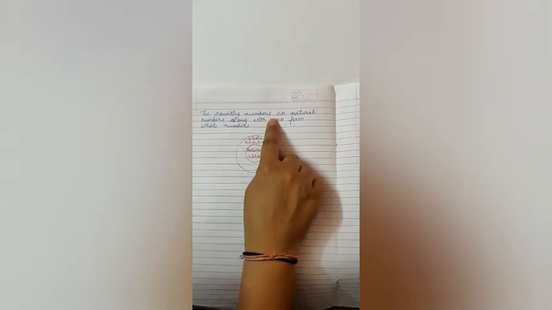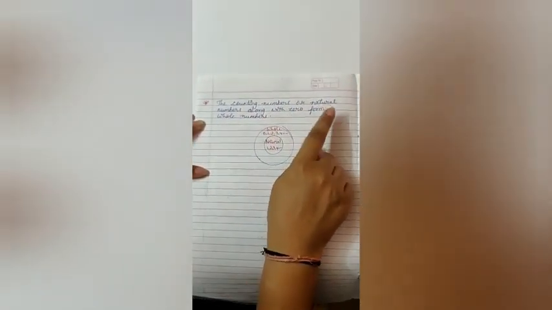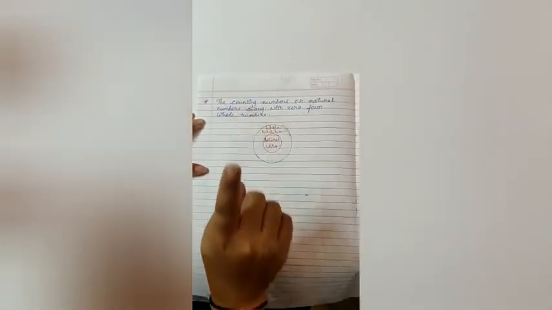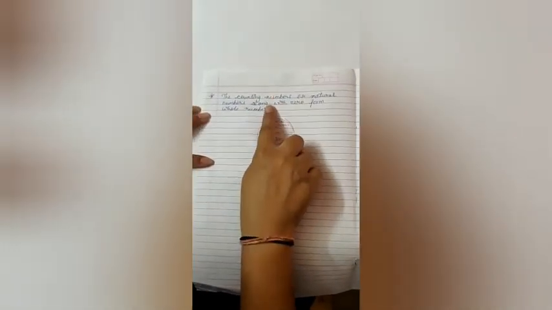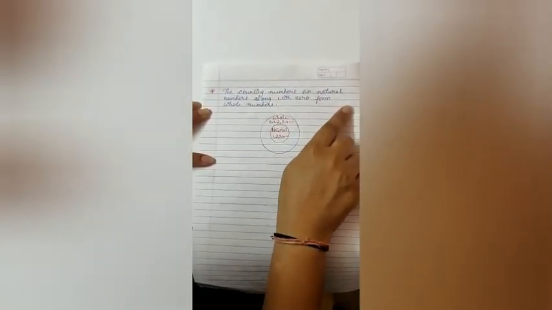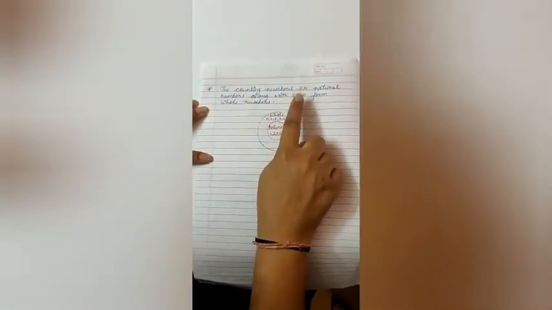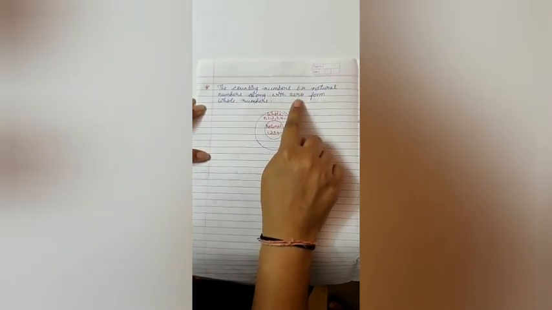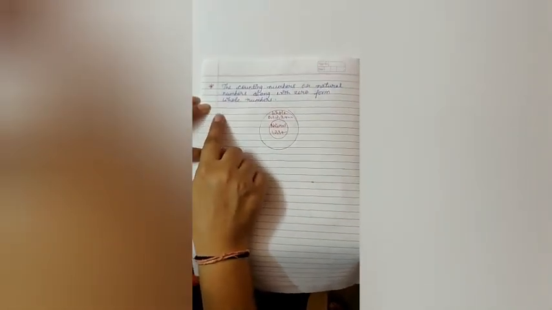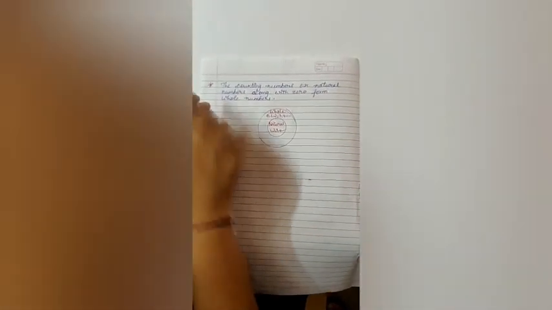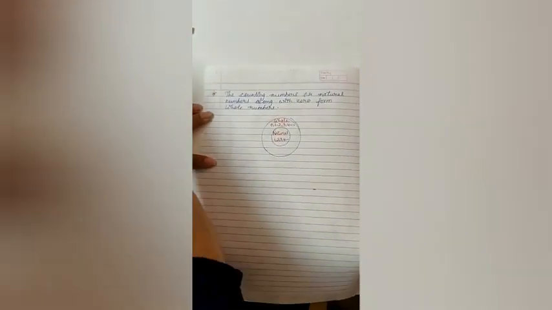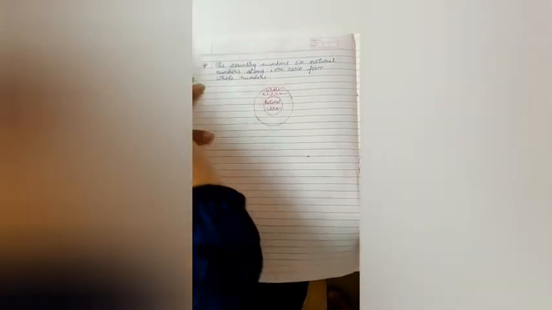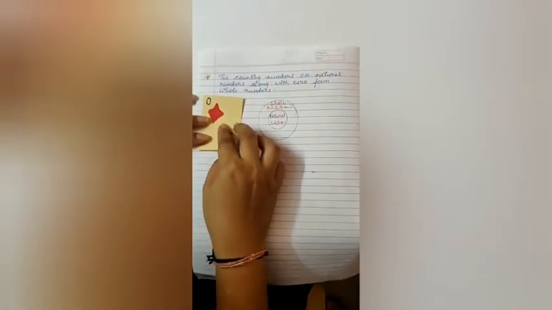The counting numbers or natural numbers along with 0 form whole numbers. Always remember that the counting numbers or natural numbers along with 0, when you start counting from 0, those numbers are called whole numbers. What are they called? Whole numbers. So whenever we want to show the whole numbers, how are we going to show? We will start counting from 0.